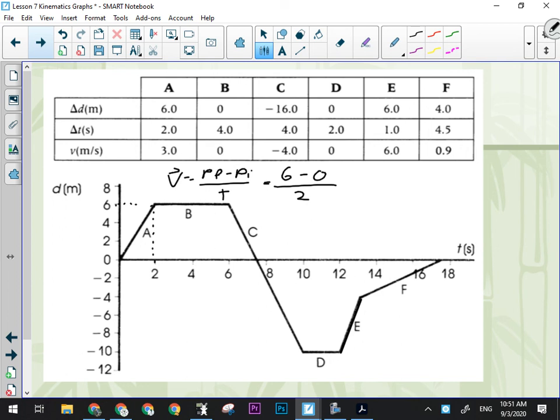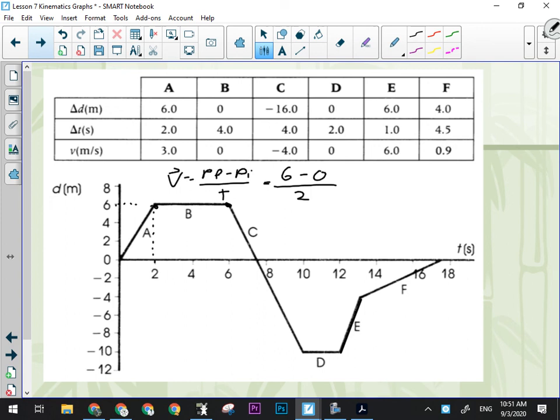It stopped. Okay, how do I know it stopped? Well, at the beginning of part B, it's at a position of positive 6 meters. At the end of part B, it's still at a position of positive 6 meters, which means it hasn't gone anywhere. So it must be stopped. Again, it's not a matter of me memorizing that a flat line means the object's not moving. I'm just interpreting the graph. The position didn't change during that interval, so it must have been standing still.